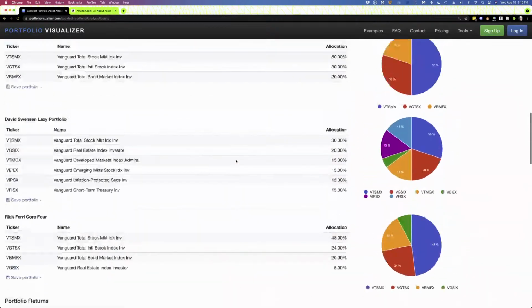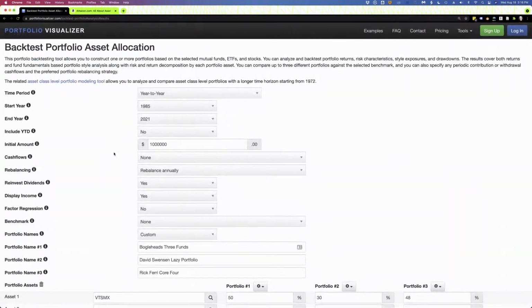So that's the second tool. I will mention one other thing that could be useful for you guys and gals that are in or near retirement.